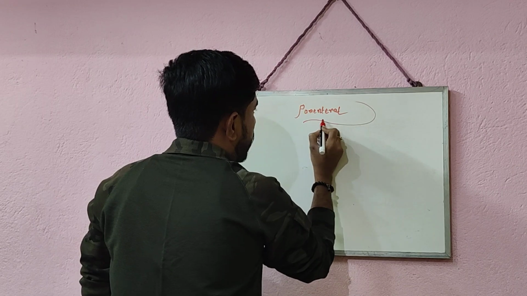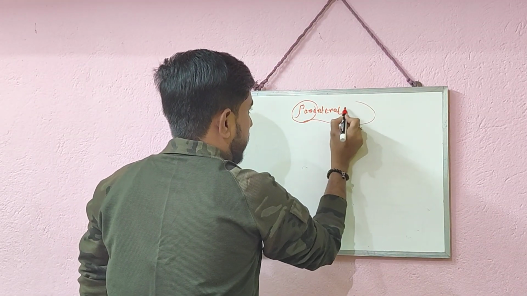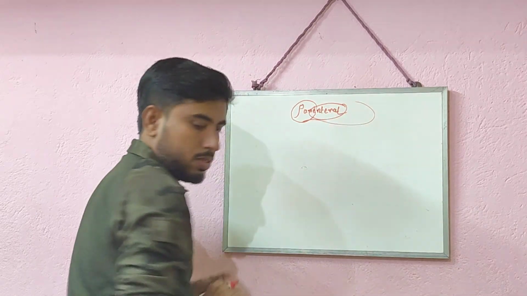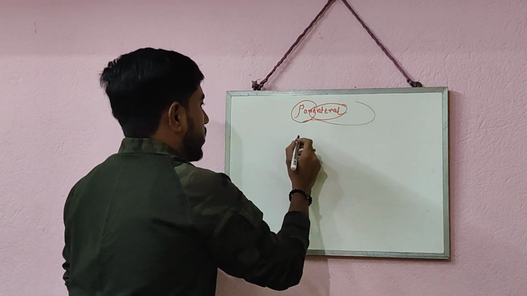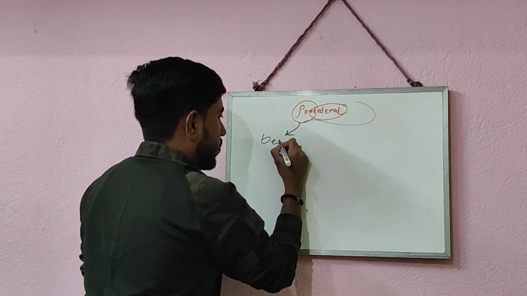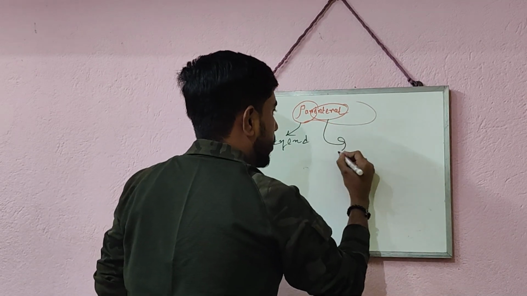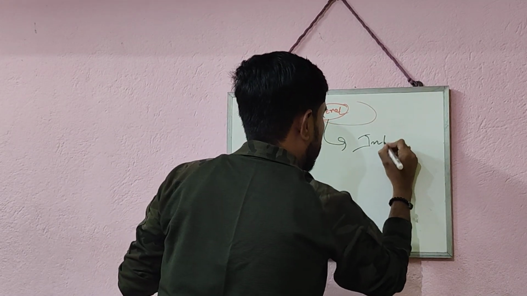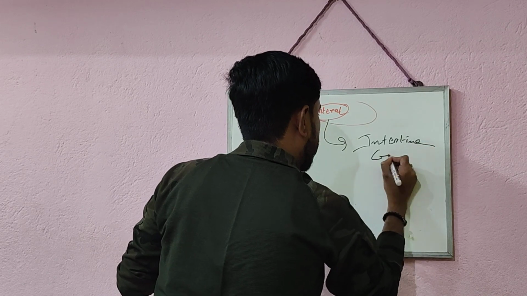Parenteral is a word which consists of two words. One is para, second one is enteral. Now, para means beyond. Beyond means far away. And enterus means intestine. Or we can say the complete GIT.